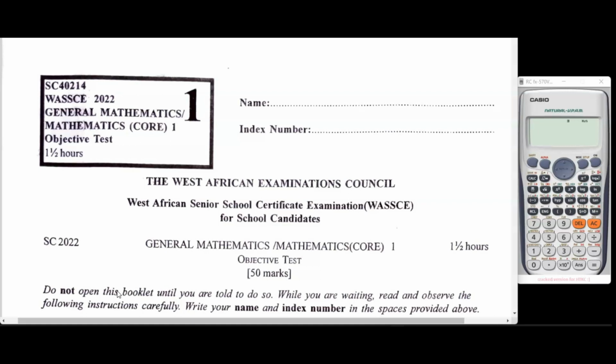In today's episode of our studies, we are going to look at the just ended General Mathematics or the Core Mathematics exams for WASSCE 2022. In this objective test, it's going to earn us 50 marks and we need to do so within 1.5 hours.